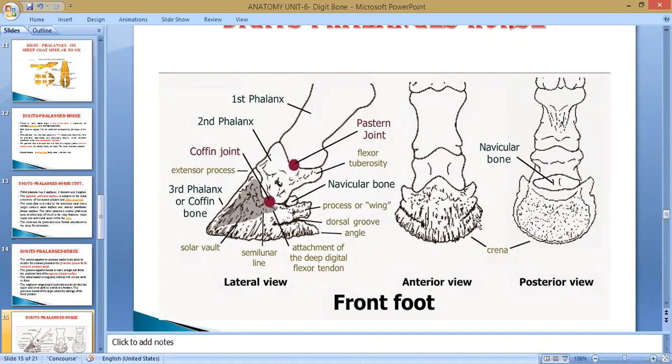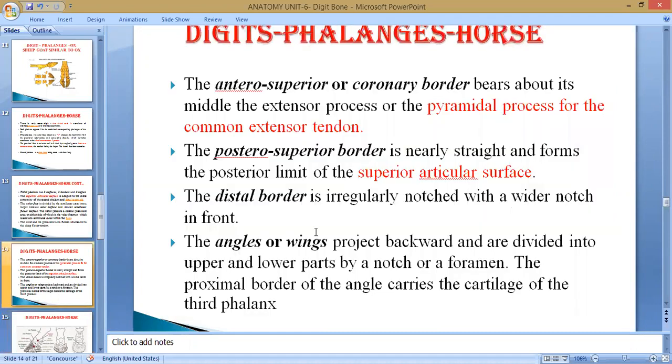So this is the anterior superior border, that is the coronary border, and this is the distal border, and behind that, this is the superior posterior border. So three borders are clear in respect of the third phalanx of the horse.